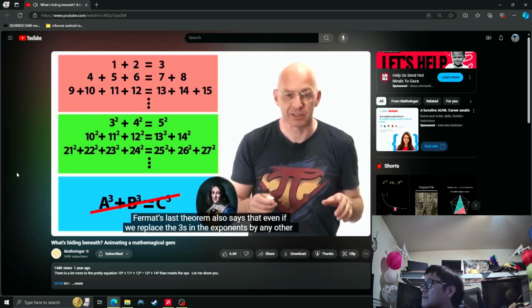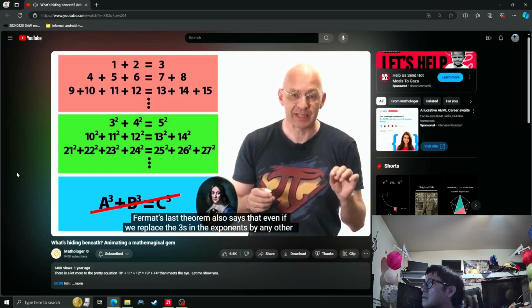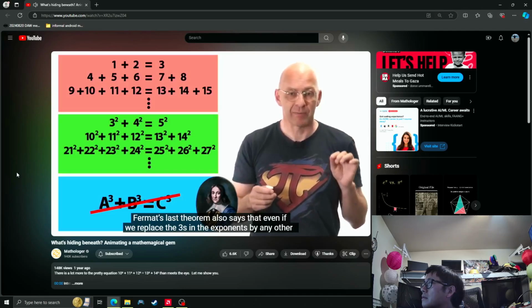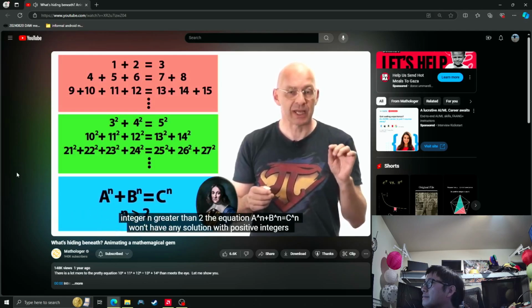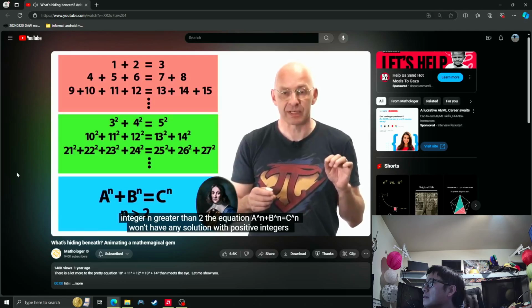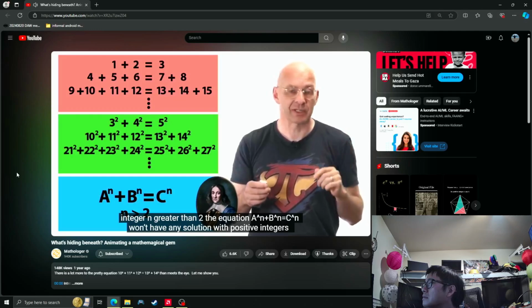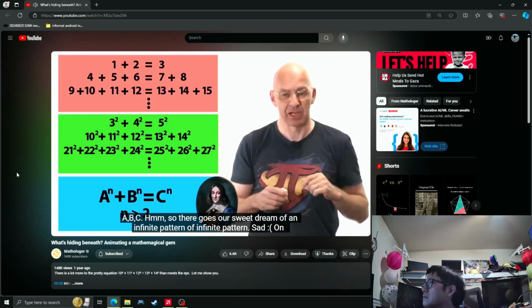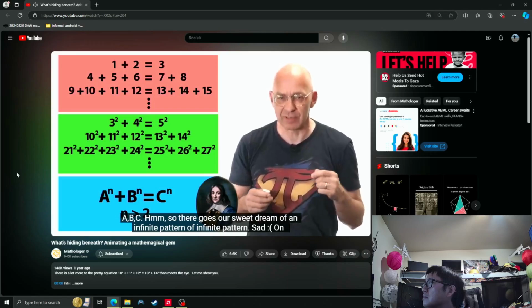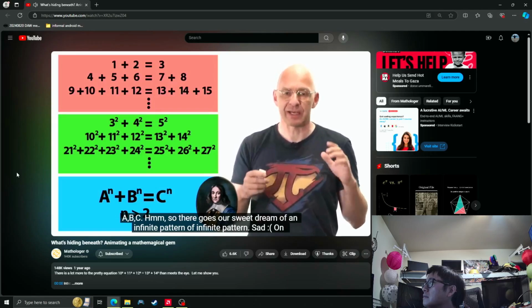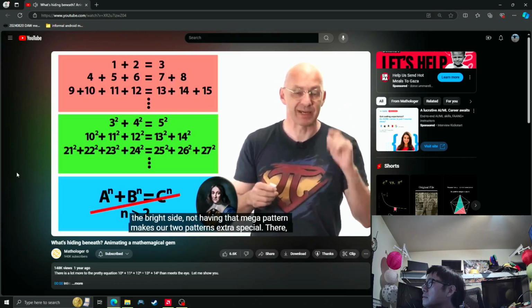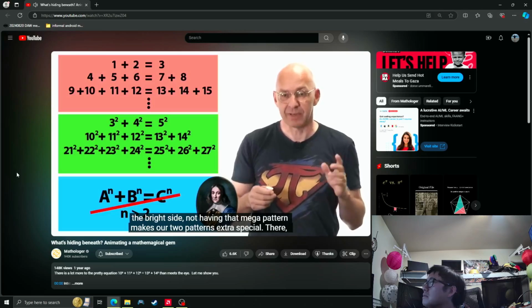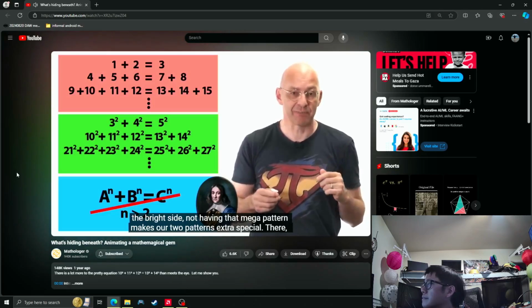And actually, much more than cubes is out. Fermat's last theorem also says that even if we replace the 3's in the exponents by any other integer n greater than 2, the equation a to the power of n plus b to the power of n equals c to the power of n won't have any solutions with positive integers a, b, and c. So there goes our sweet dream of an infinite pattern of infinite patterns. Very sad.